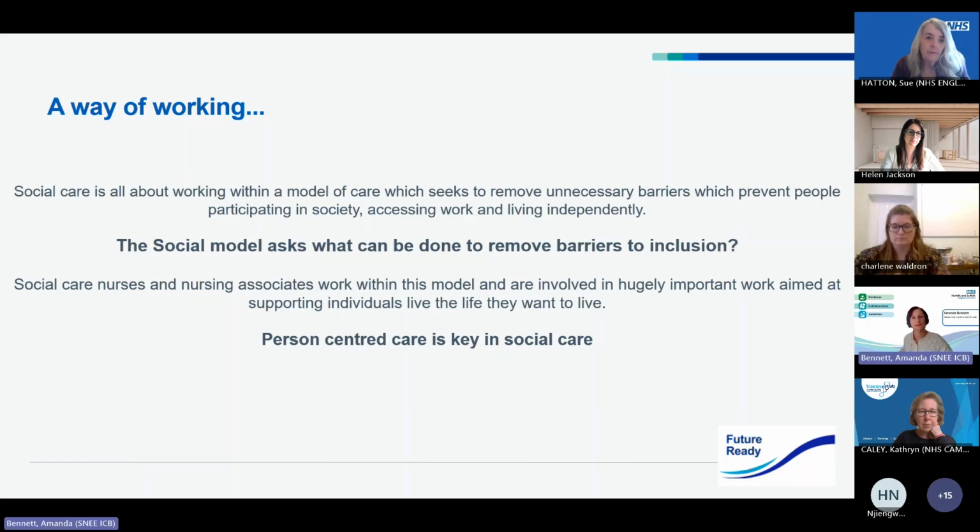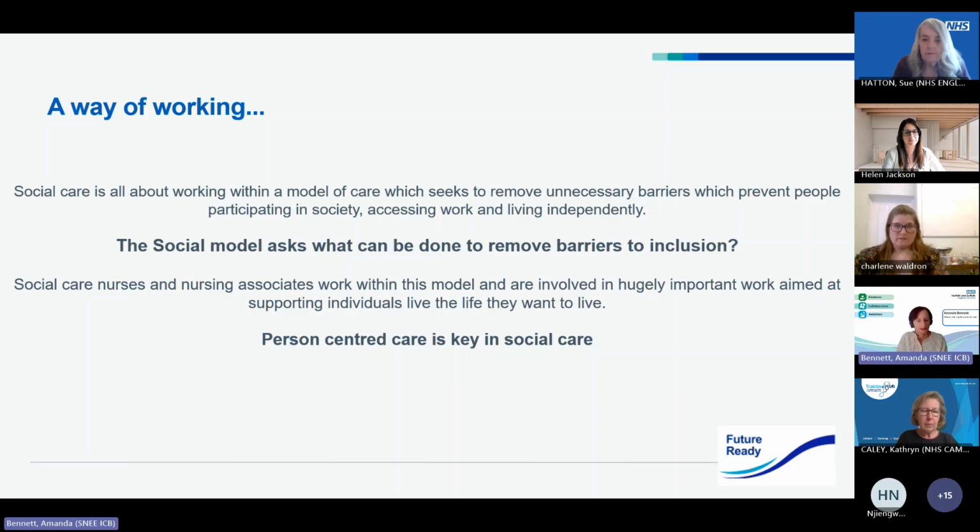Social care is a selection of different areas. It's really broad, but it's really a way of working. It's about working within a model of care which seeks to remove unnecessary barriers which prevent people participating in society, accessing work and living independently. That model of care asks what can be done to remove the barriers to inclusion. So it's really about including everybody and trying to get everybody to live independently and be included within society.